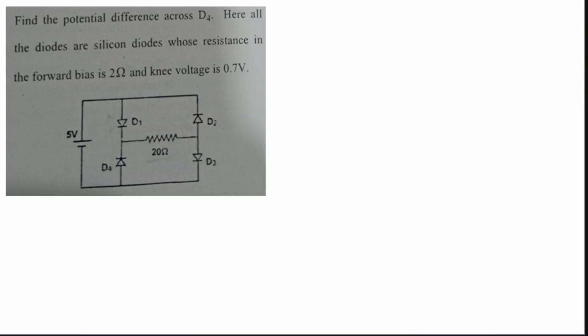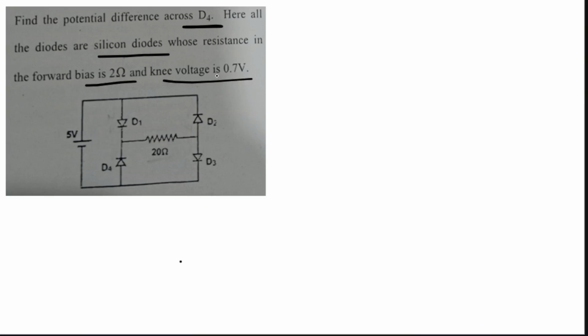Let us for the first time deal with a question surrounding diodes in a circuit. Okay, so let's start with this one. Find the potential difference across D4. Here all the diodes are silicon diodes whose resistance in the forward bias is 2 ohm and knee voltage is 0.7 volt. What is this knee voltage?